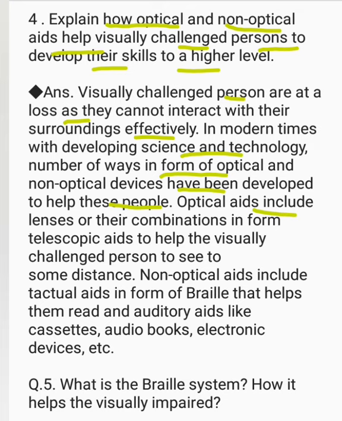Optical aids include lenses or their combinations in the form of telescopic aids to help the visually challenged person to see to some distance. Non-optical aids include textual aids in the form of braille that help them to read, auditory aids like cassettes, audio books, electronic devices, etc.